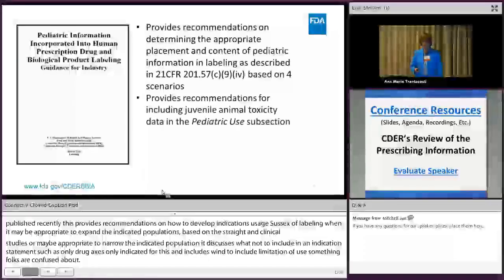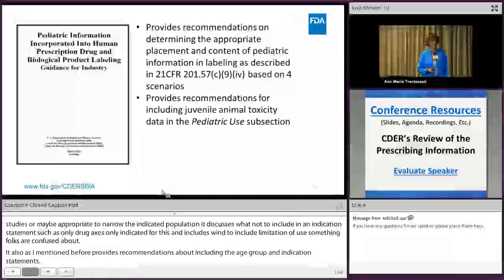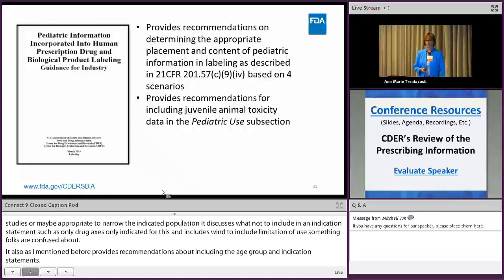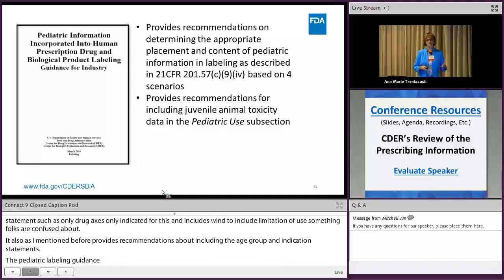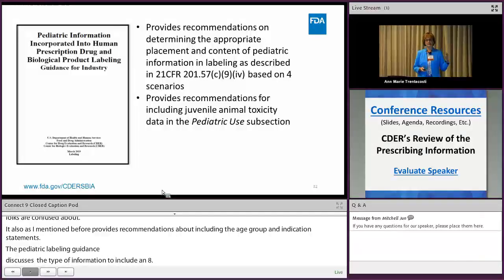The pediatric labeling guidance discusses the type of information to include in 8.4, the pediatric use subsection, as well as other subsections of labeling for products under 4 scenarios: if the safe and effective use of the product has been established in pediatric patients, if the data is negative or inconclusive, if there's no data to support a pediatric indication, or if the product is contraindicated for pediatric use. So that's very useful information for pediatric patients. Also, this guidance talks about including juvenile animal toxicology data and how that should be displayed in the pediatric use subsection.